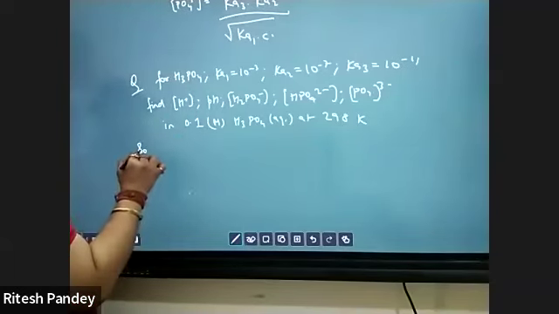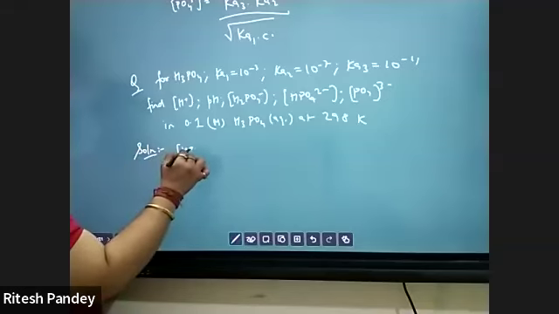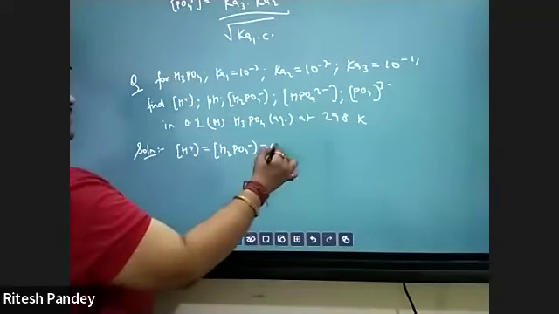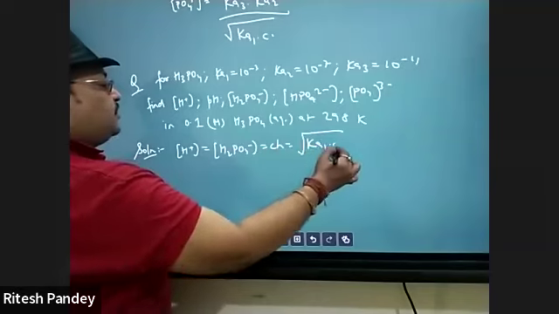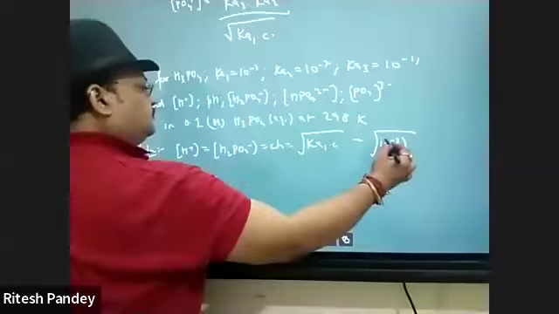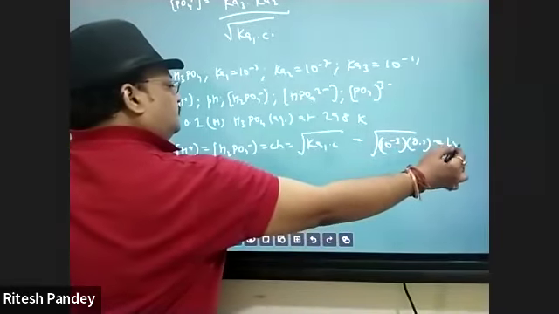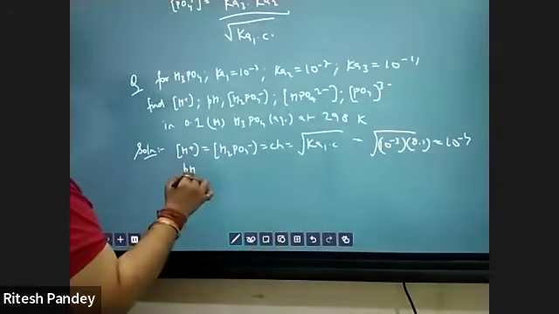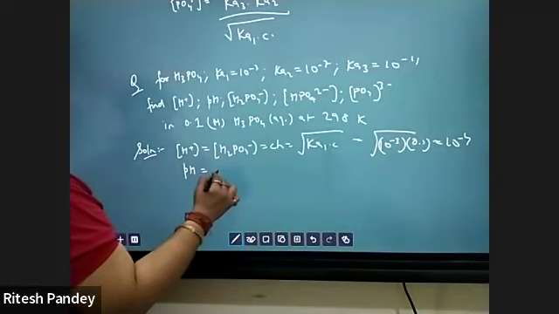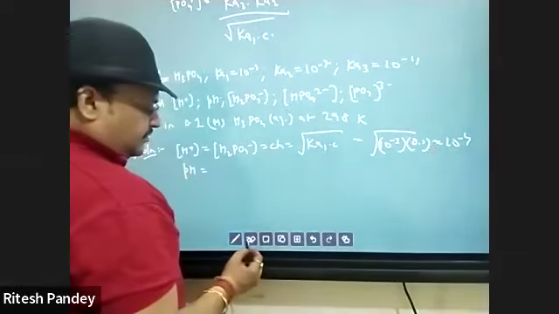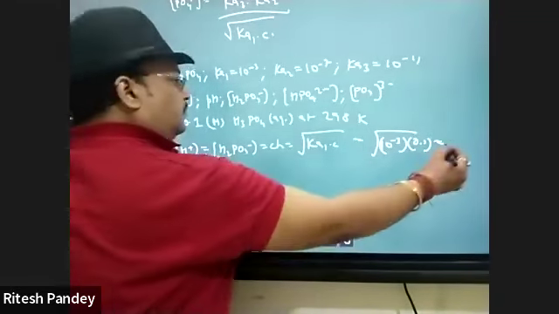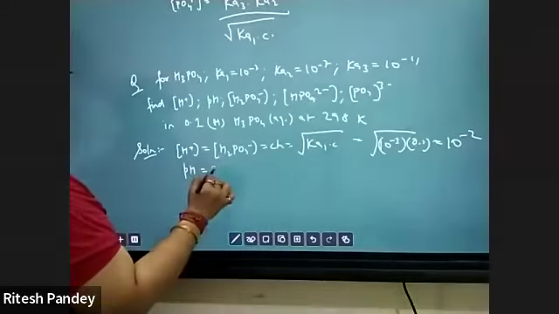Starting with H plus, which is equal to H2PO4 minus, which is CH and root over of K1 into C. Children, say yes or no. pH in that case would be equal to minus log of 10 to the power minus 4, and the root of this will be root 10 power minus 2. pH will be equal to 2.